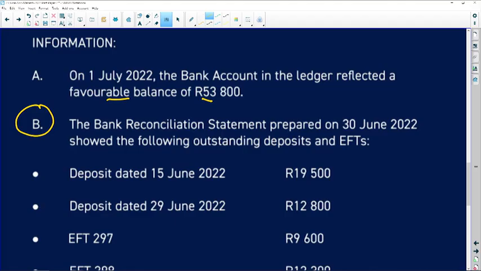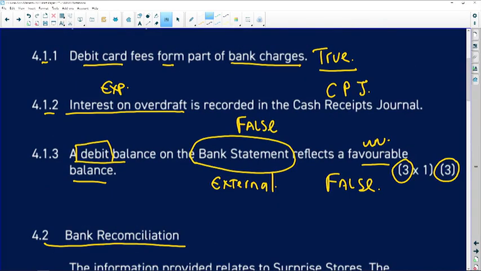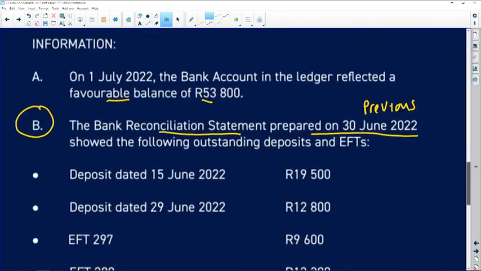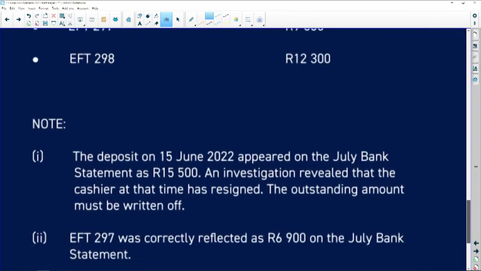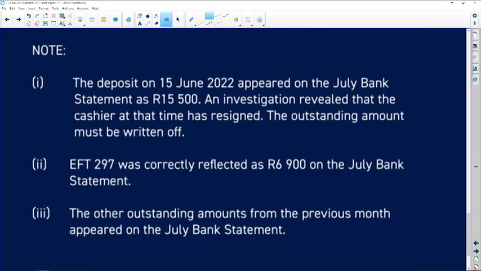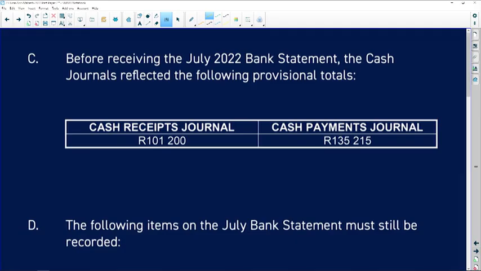So information B is the bank reconciliation statement prepared on the 30th of June 2022. So immediately this is the previous month's bank recon, and as expected, in the previous month there would be some outstanding deposits and EFTs, as we can see listed below. Right, then there's a bit more information in terms of the bank recon of the previous month. Okay, we'll get to that in a bit.